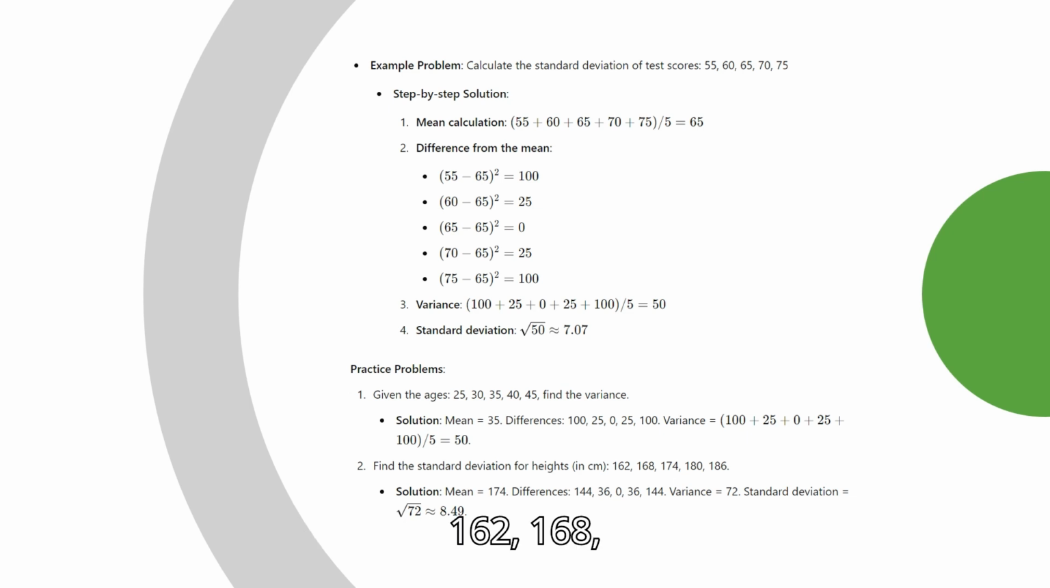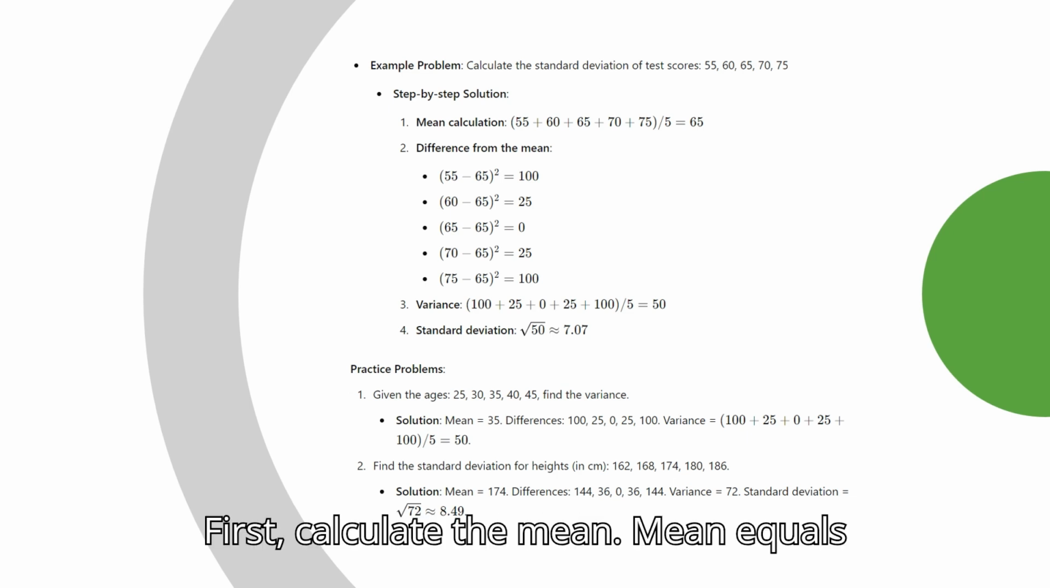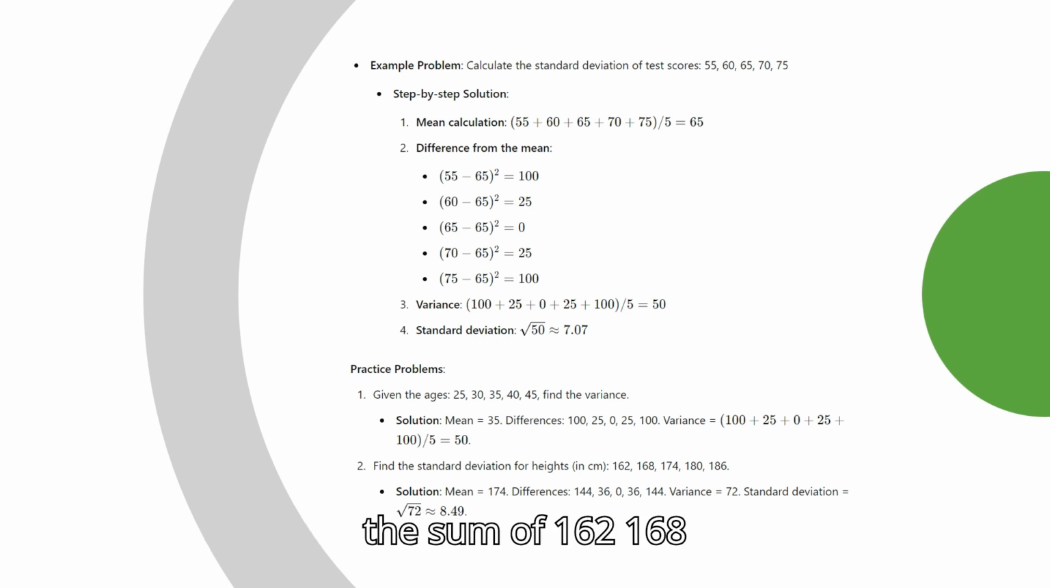Practice problem 2. Find the standard deviation for heights in centimeters: 162, 168, 174, 180, and 186. Solution. First, calculate the mean. Mean equals the sum of 162 plus 168 plus 174 plus 180 plus 186 divided by 5, which equals 174. Next, calculate the differences from the mean.